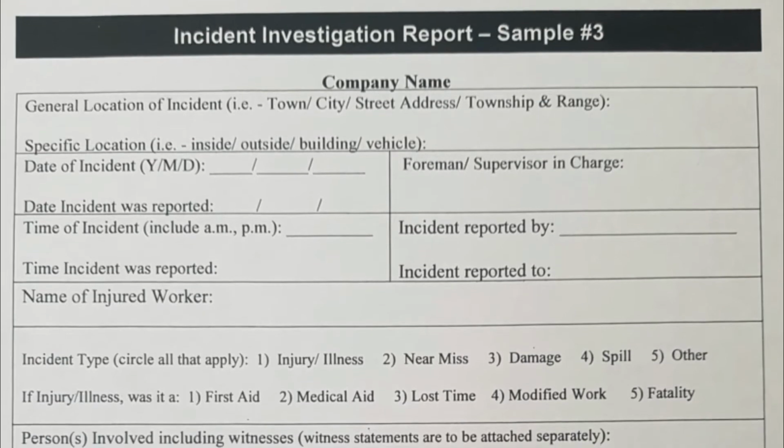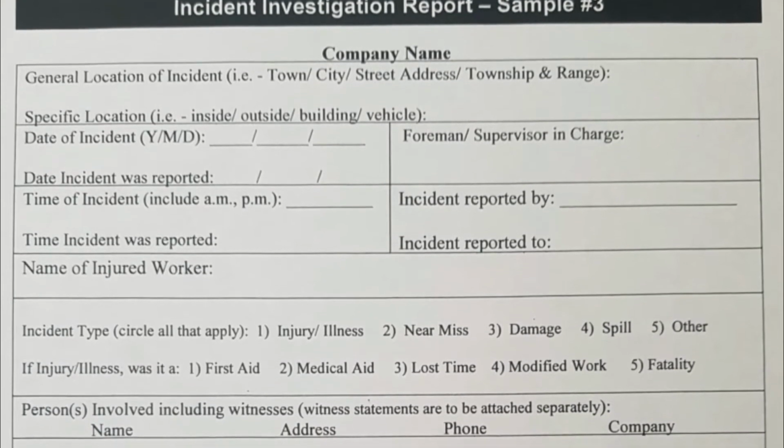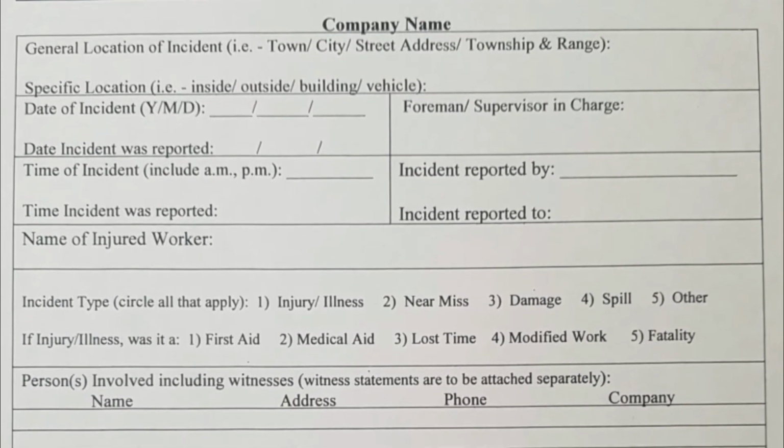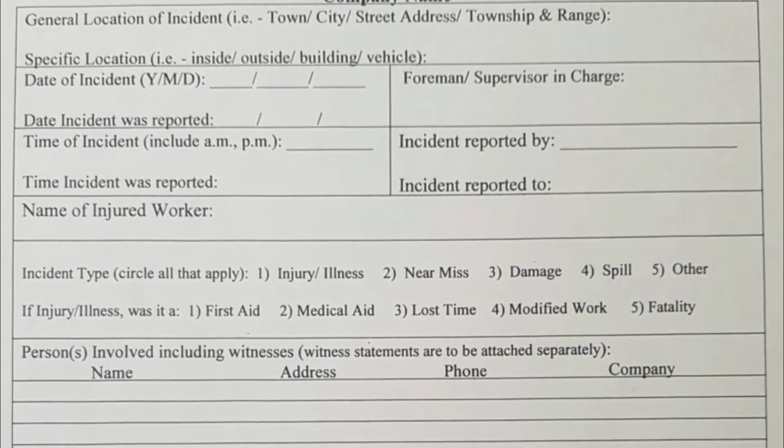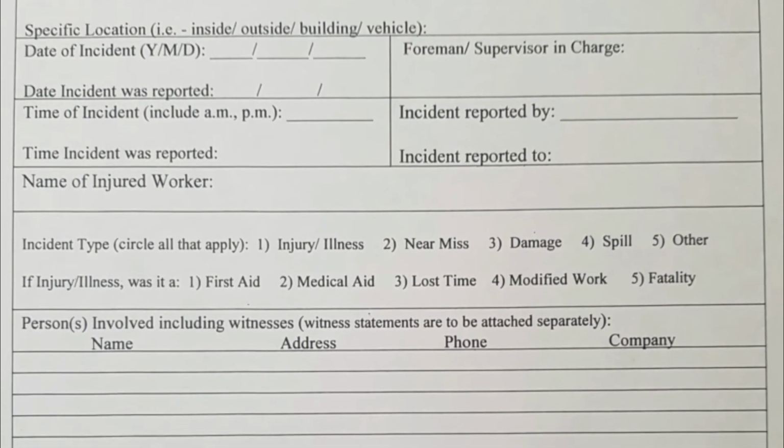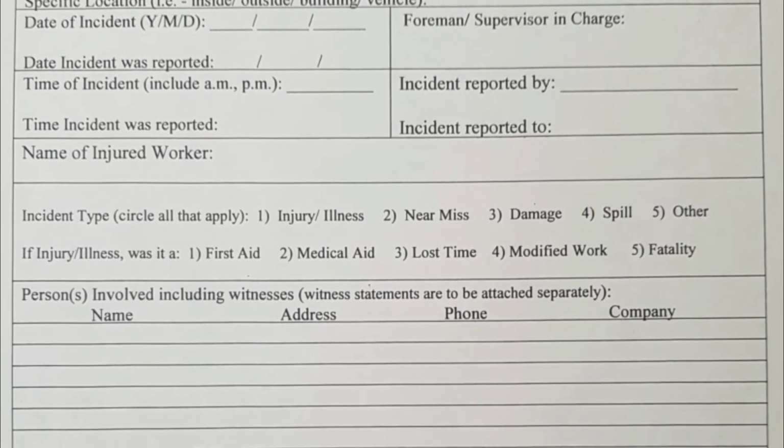So this third sample I have is another 2-pager. We have the location of the incident, who the foreman involved is, the date that it happened, and the date it was reported.